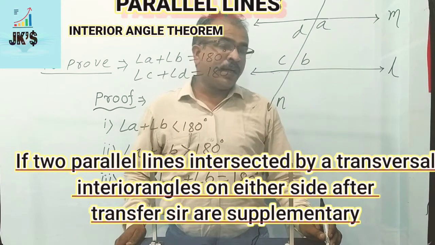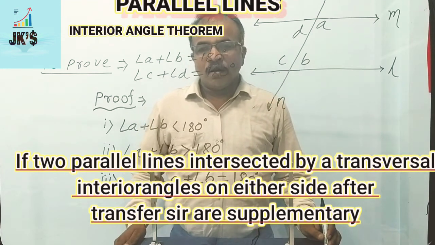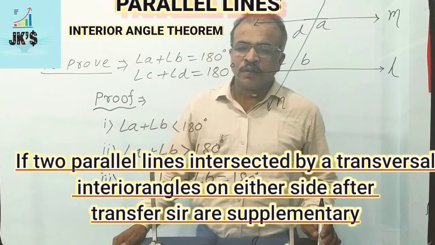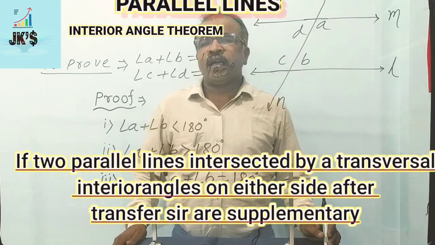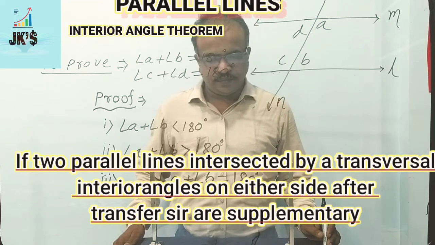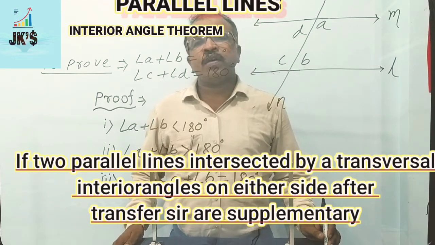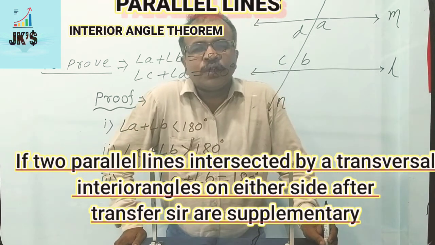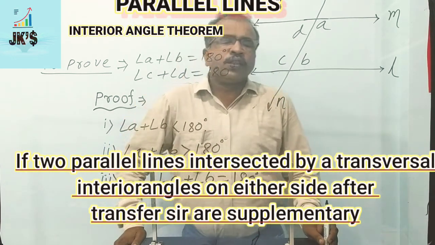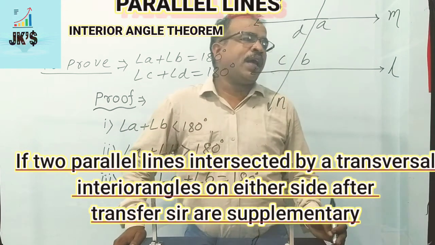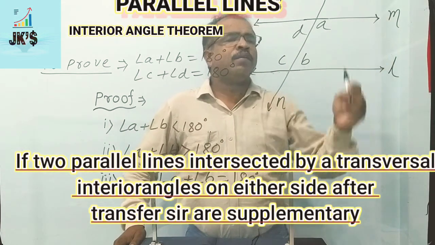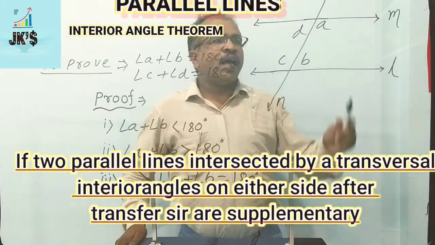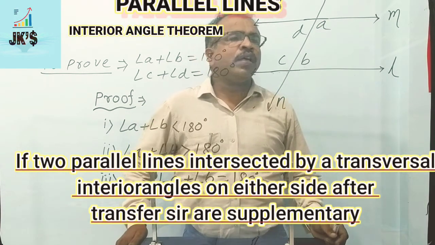What is given? There are two parallel lines. A line intersects them, that is the transversal, and the interior angles are formed. Up to this is our given. So how do we represent this given? We have to consider the two parallel lines. Suppose lines L and M are parallel lines, and line N is the transversal.